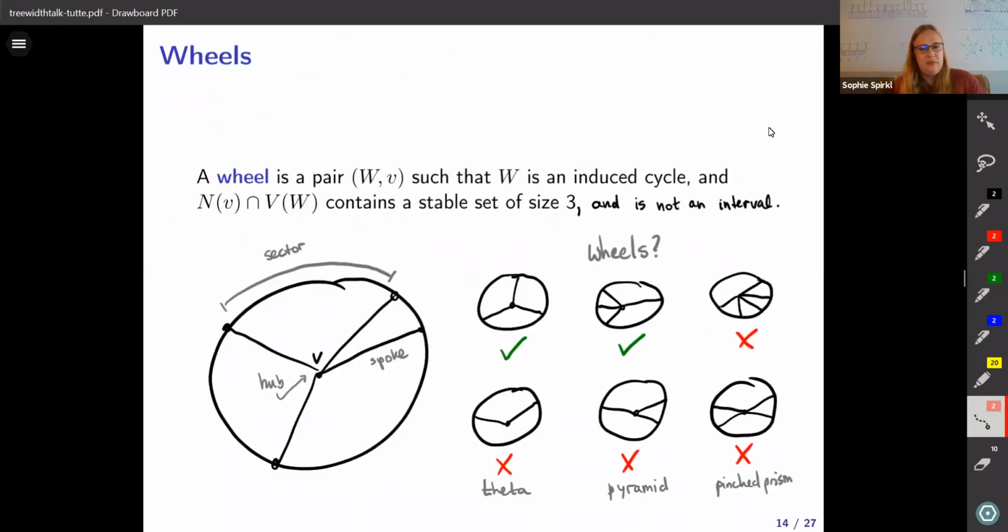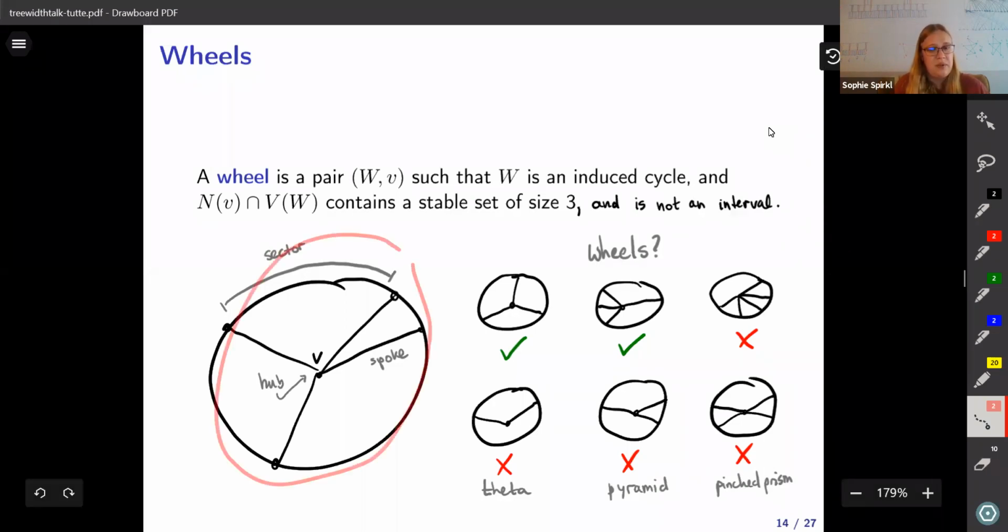Here's a wheel, and roughly a wheel means a cycle and then a vertex V called the hub with at least 2 neighbors on the cycle. And there are a few technicalities about if these neighbors are too close together, we don't like it. It's not really a wheel. But roughly, this is what a wheel is. And many wheels where V doesn't have a lot of neighbors, like this one, and that one, they're actually instances of things we exclude. So in a wheel, we can assume that V has at least a few neighbors.